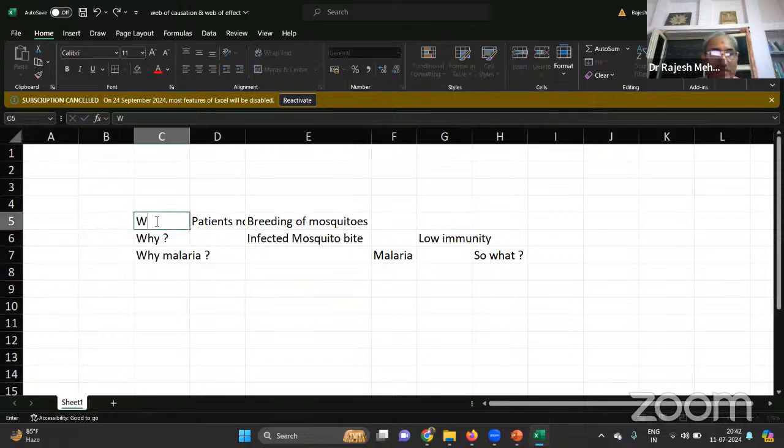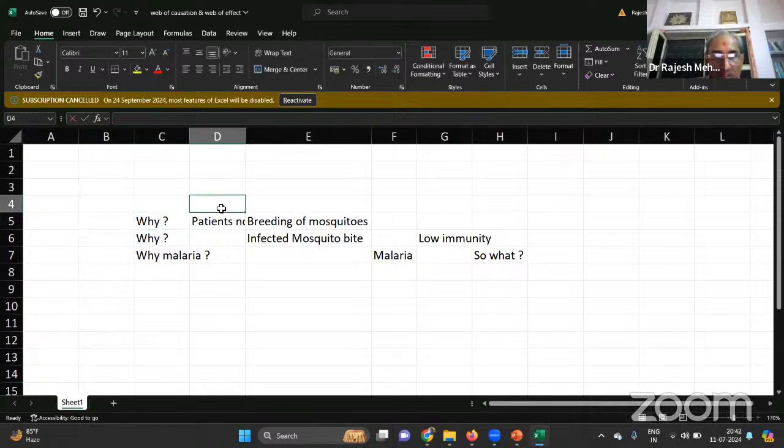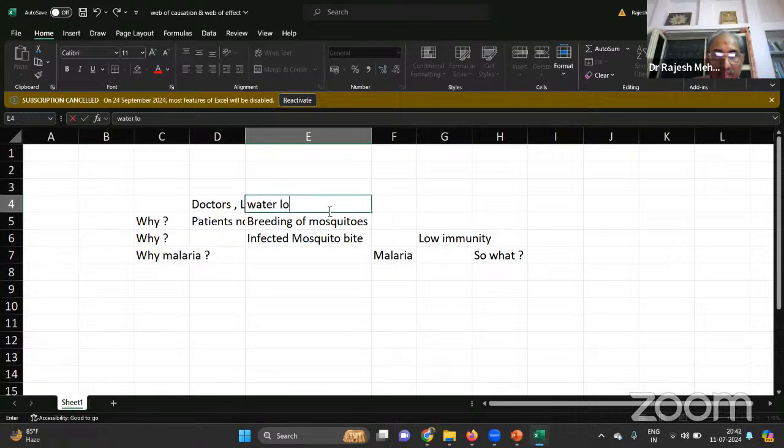Then third, again you ask why? Why are patients not taking full treatment? Why this breeding of mosquitoes? So you have something over here. Why are patients not taking treatment? Because doctors are not explaining properly, or there could be lack of medicine or lack of finance. So many things will come over here. Why breeding of mosquito? Because water logging is there, and then no larvicidal measures like this.